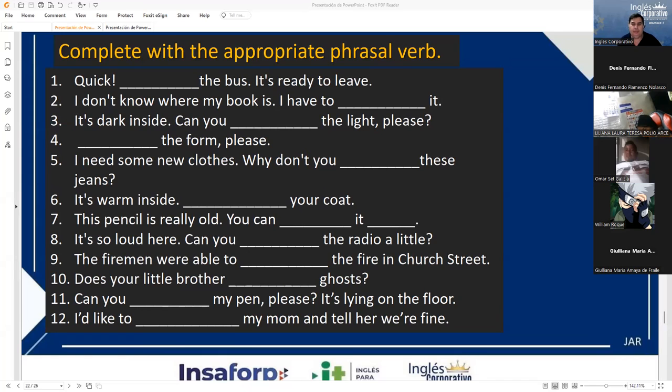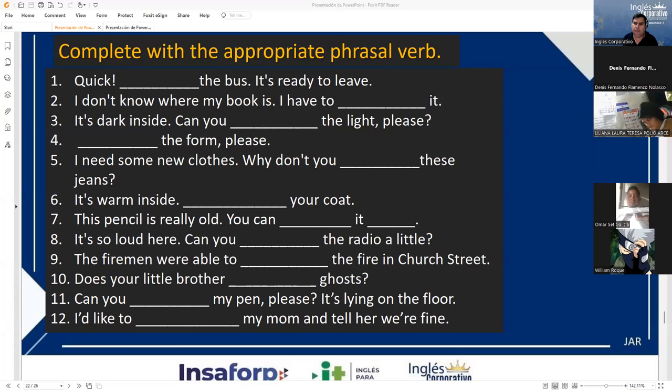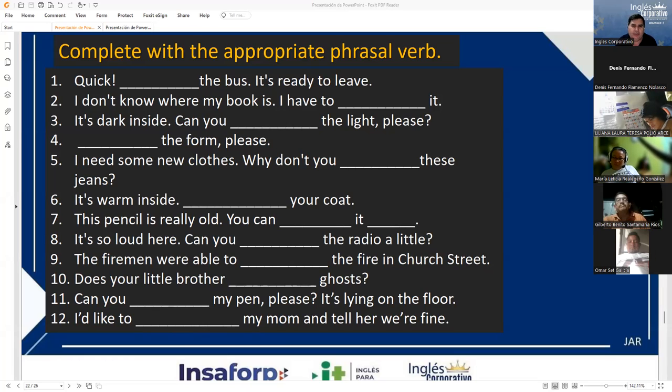Eleven people out. Okay, let's begin. 22 people, 25, 26, 27, okay. Only 25 people are present.